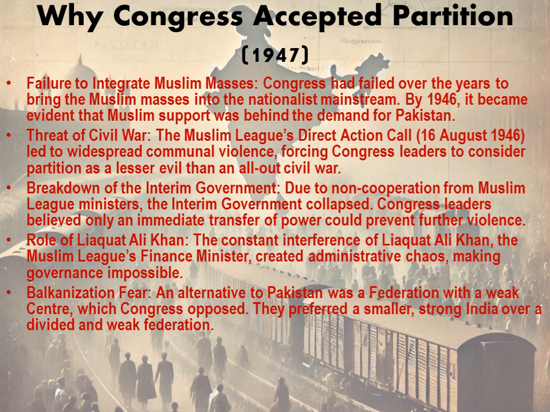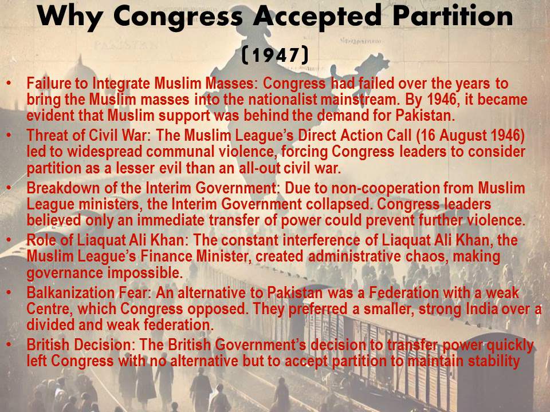Balkanization fear. An alternative to Pakistan was federation with a weak center, which Congress opposed. They preferred a smaller, strong India over a divided and weak federation. So, if Pakistan would have been a state of India, then governance would have been very difficult because they would have opposed every decision of independent India. So, a smaller India but a strong India was preferable more than a weak federation of united India.